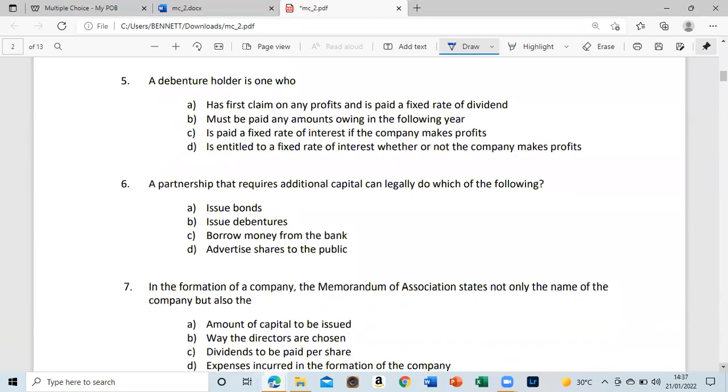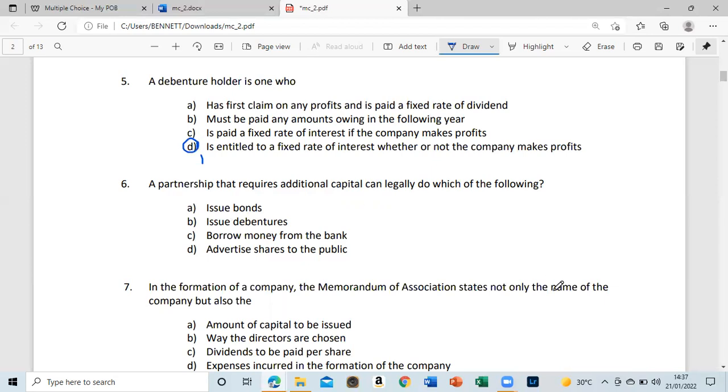Number 5, a debenture holder is one who A, has first claim on profits and is paid a fixed rate of dividend, B, must be paid amounts owing by the following year, C, is paid a fixed rate of interest if the company makes profits, or D, is entitled to a fixed rate of interest whether or not the company makes profit, and that would be D.